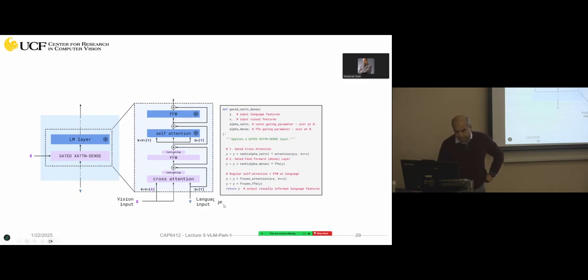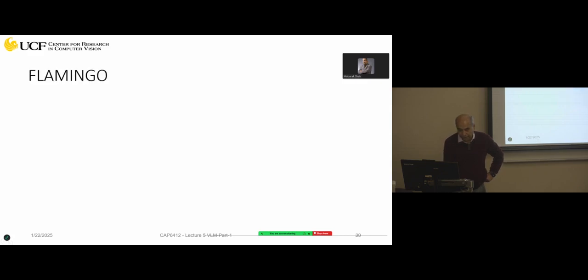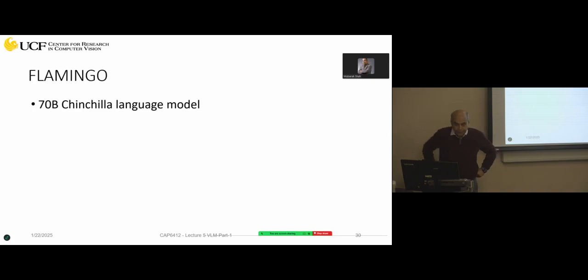So this layer is frozen, but the other one is learned. The cross attention, or X attention as they're calling it, is learned, and that's it. So they use this 70 billion Chinchilla language model and a ResNet vision encoder. So here they're not using a transformer, I think.